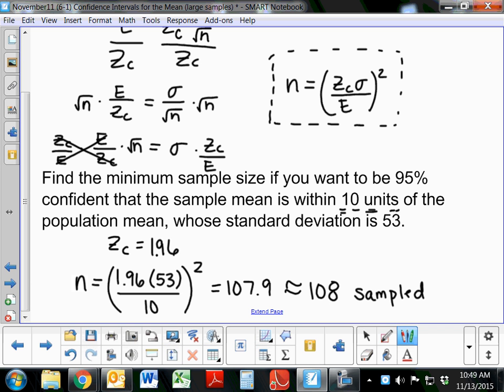So what this question does for you is it tells you if you want to be a certain amount of closeness to an actual answer, it tells you how many people you're going to need to sample. That way you can make sure you're at least that close to being correct, or at least 95% confident that you're that close. This is coming up in those questions.